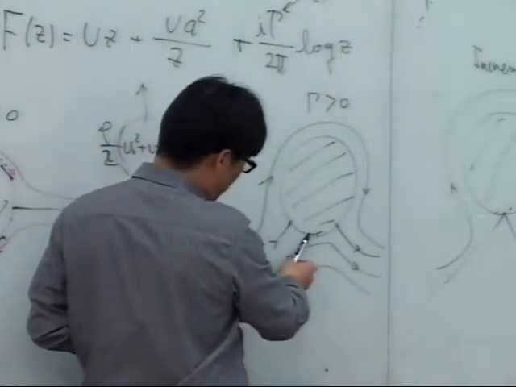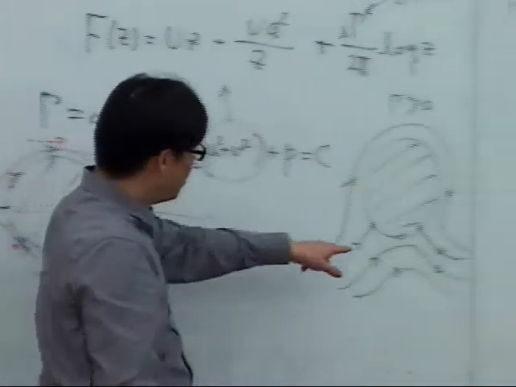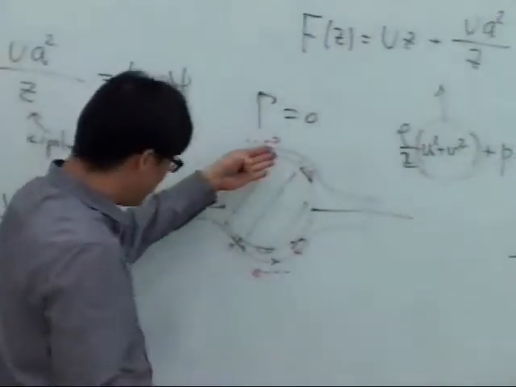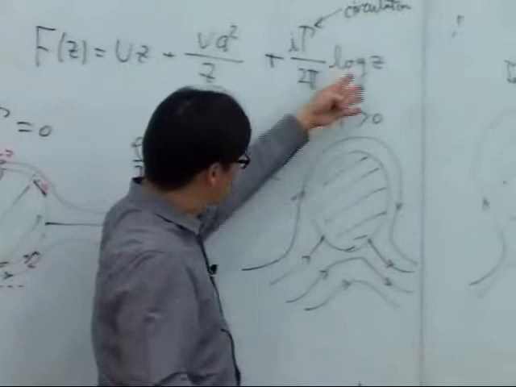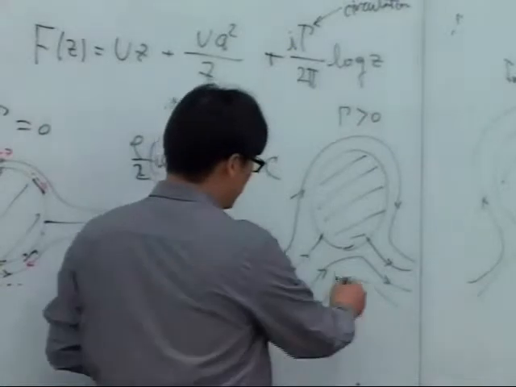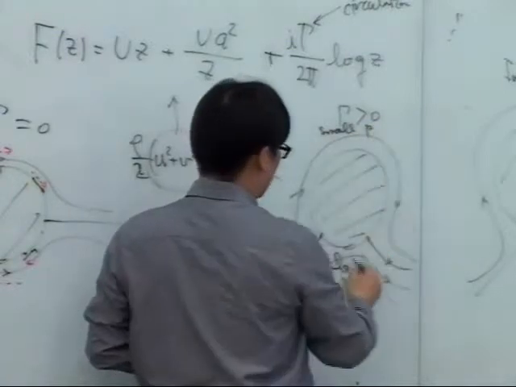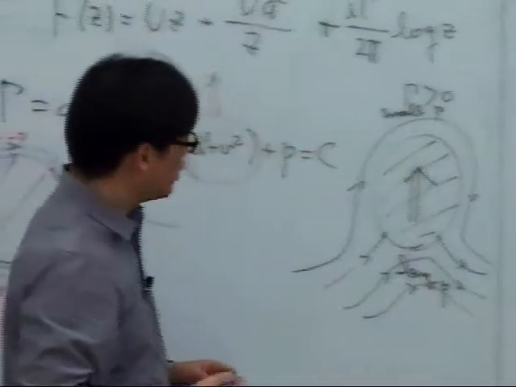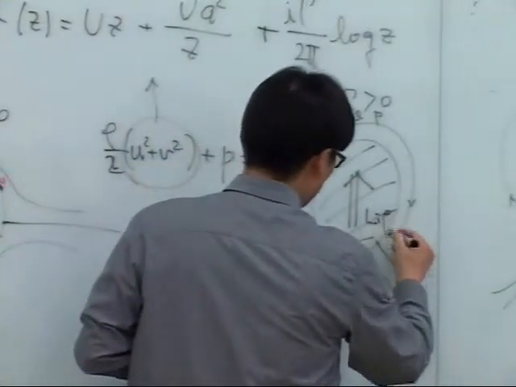On the other hand, here velocity decreases because the two velocity directions are opposite, and therefore pressure has been increased. So previously I had the same velocity, therefore I had the same pressure. By adding this vortex, the pressure symmetry has been broken, with large pressure here and small pressure here, meaning that the force is acting this way. Okay? So this force is called lift.